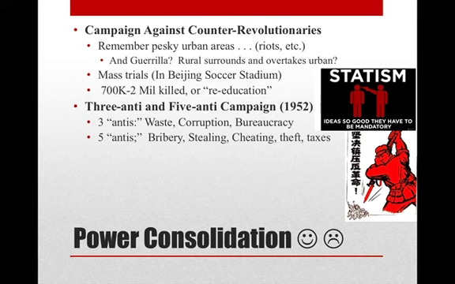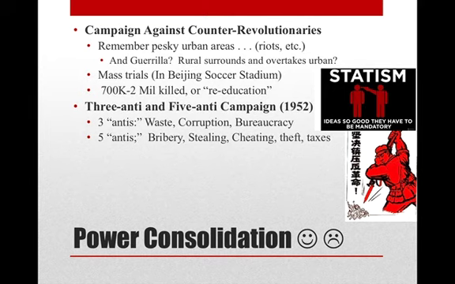Well, from 1952 to about 1954-ish, Mao will run 2 more campaigns. It's called the 3 anti and the 5 anti campaign. The first to come is the 3 anti. The 3 antis: anti-waste, anti-corruption, anti-bureaucracy. And it's the old bureaucracy.